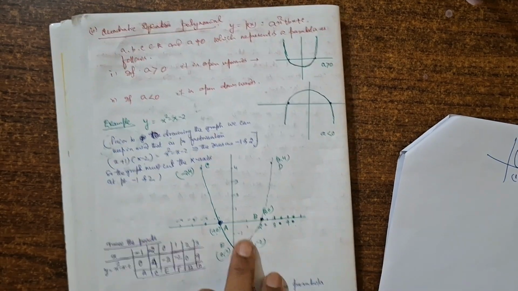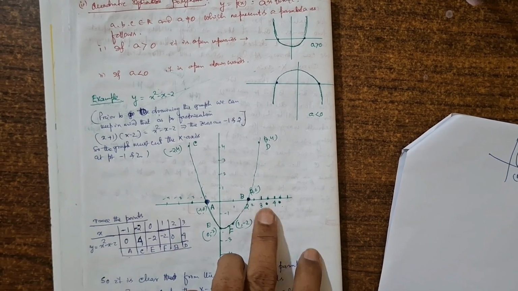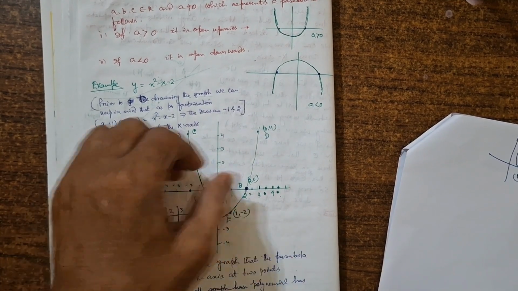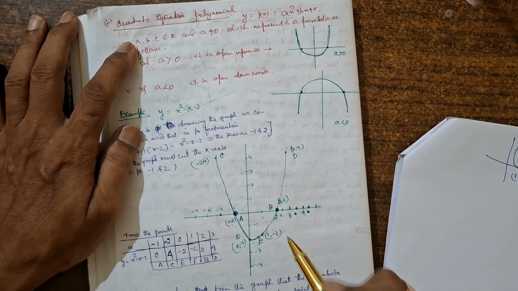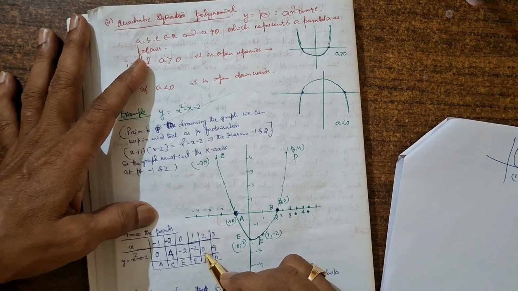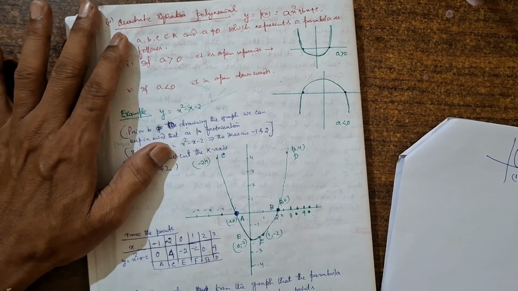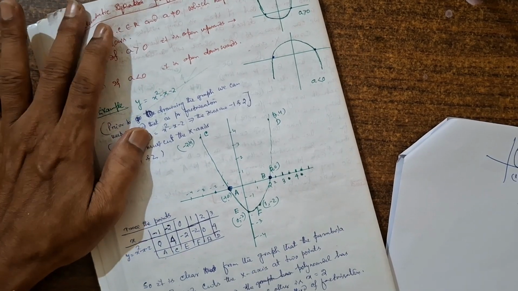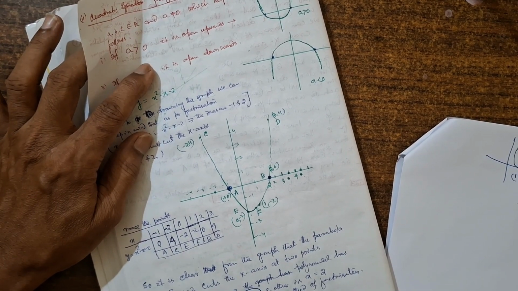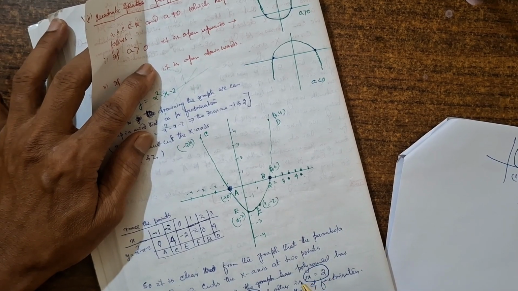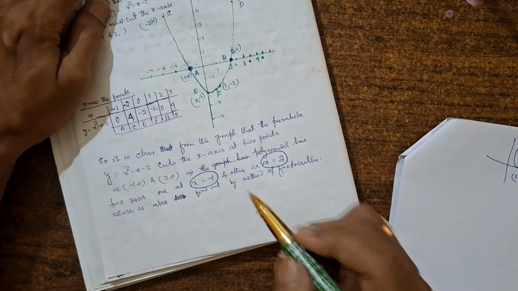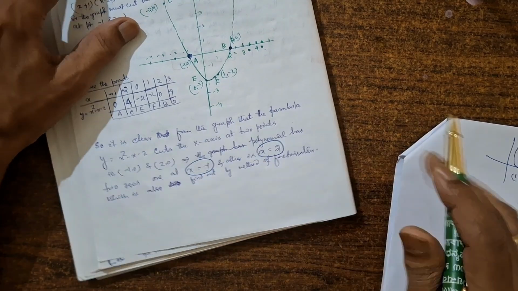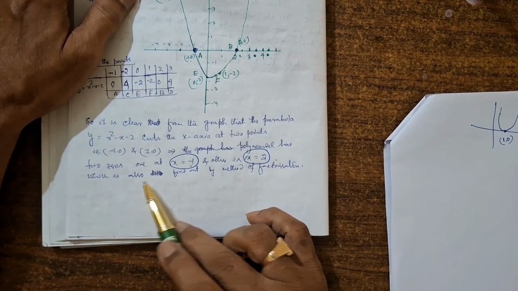So this is the point where it crosses the x-axis, it crosses here. These are the points. From this we can write: where y is equal to 0, x is equal to 2. Where y is equal to 0, x is equal to minus 1. So minus 1 and 2. So x is equal to minus 1 and x is equal to 2 are the two zeros.